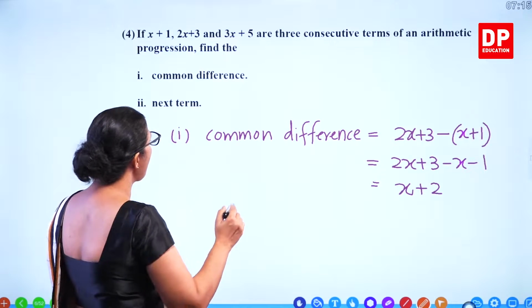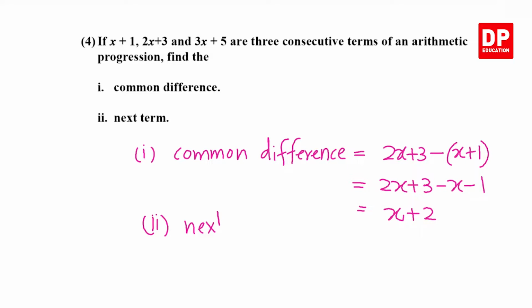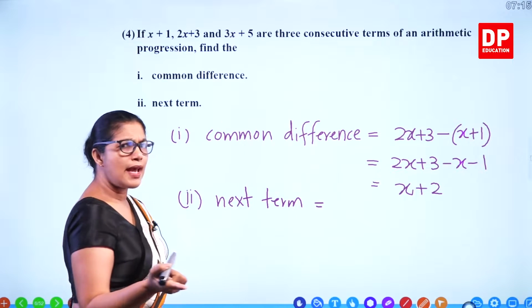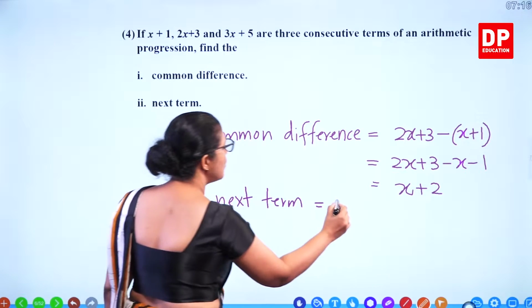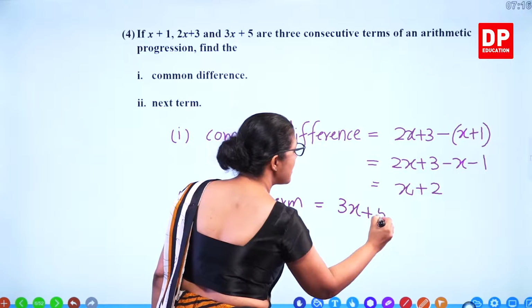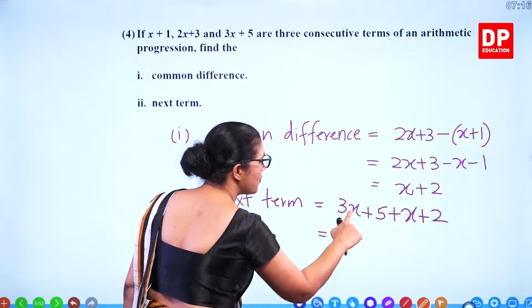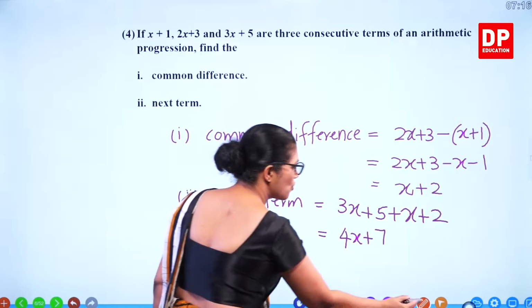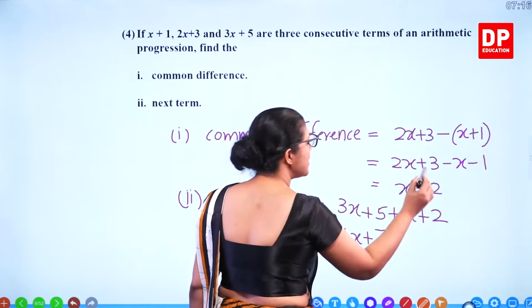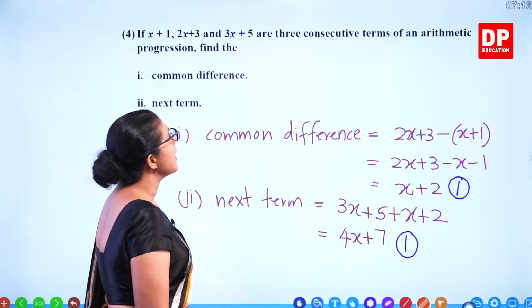So you get 1 mark there. How do you find the next term? You can find the next term using the same thing. Difference is x plus 2. You add the difference to the last term given. So 3x plus 5 is given. Add x plus 2 to get the next term. 3x plus x is 4x, 5 plus 2, 7. So you get 1 mark for finding the difference and 1 mark for finding the next term.